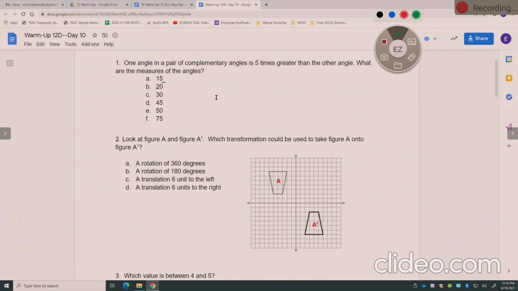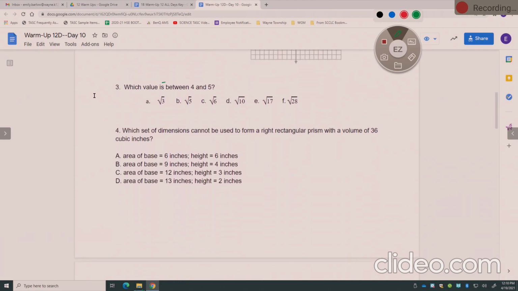Let's look at 3 and 4. Which value is between 4 and 5? So remember, if you have numbers looking one way in your question, here they're whole numbers, and numbers looking a different way in your answers, here we've got square roots. We want to transform the numbers in our question to look like the numbers in our answer.